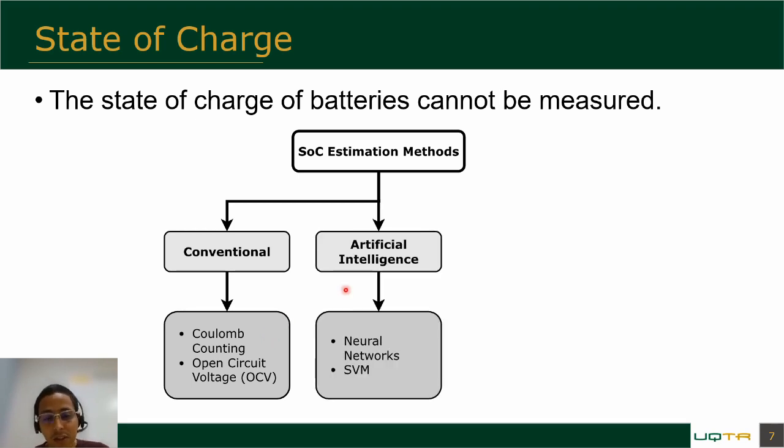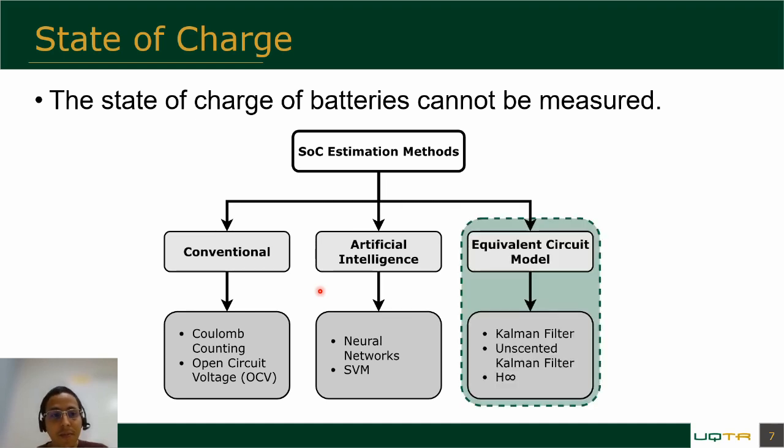Recently, several state of charge estimation techniques based on artificial intelligence have been presented. However, the significant amount of data needed to perform an accurate state of charge estimation makes these approaches impractical. Several approaches based on equivalent circuit models have been presented recently in the literature. Equivalent circuit models consist of an electrical circuit containing several resistors, capacitors, and sources that models the battery's behavior. Using this model in combination with a state observer like the Kalman filter, we can estimate the state of charge of the battery.